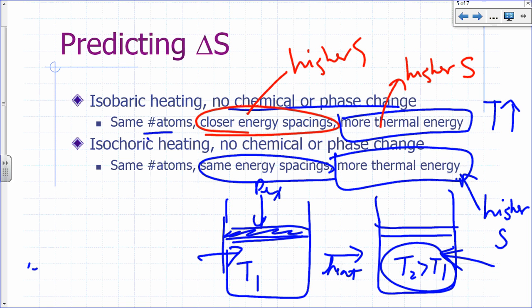In the isobaric heating case, you have both factors in effect. Not only do you have more disorder, you've got a bigger room for the molecules to roam around, and that leads to closer energy spacings, but you also have more thermal energy, okay?